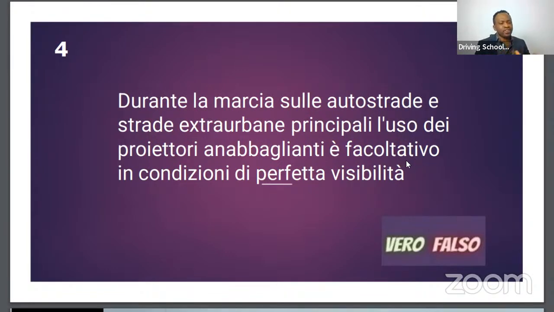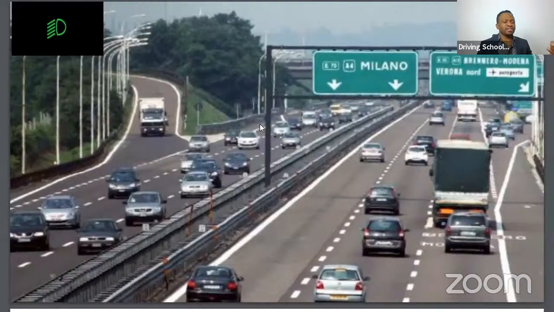In perfect visibility conditions, that is to say, because you can see clearly, you can decide to turn on your low beam light or you can decide not to. So it is something of your own choice. No, it is not true. On the autostrada, you are obliged to turn on your low beam light.